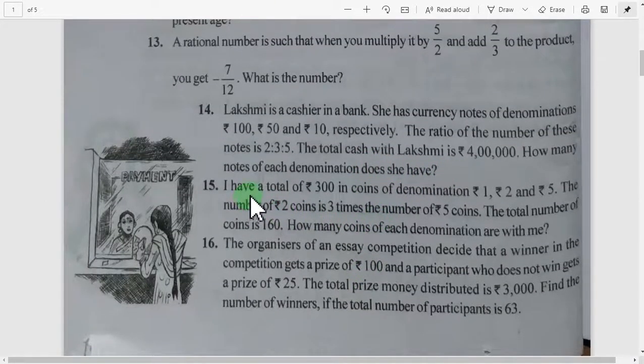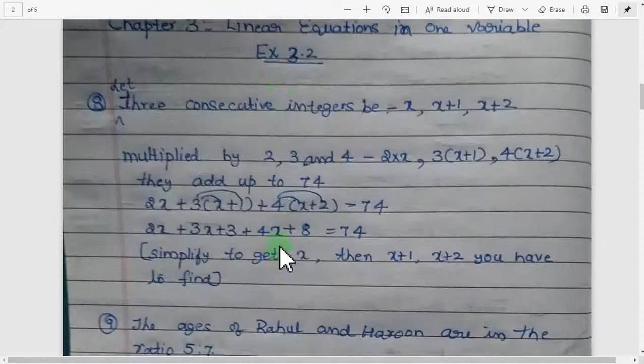I'll explain. I have a total of rupees 300 in coins of denomination rupees 1, rupees 2 and rupees 5. The number of rupees 2 coins is 3 times the number of rupees 5 coins. The total number of coins is 160. How many coins of each denomination are with me? Total rupees 300 amount, but the coins are rupees 1, rupees 2 and rupees 5, and it is given that the number of rupees 2 coins is 3 times the number of rupees 5 coins. Let us see how to solve this.